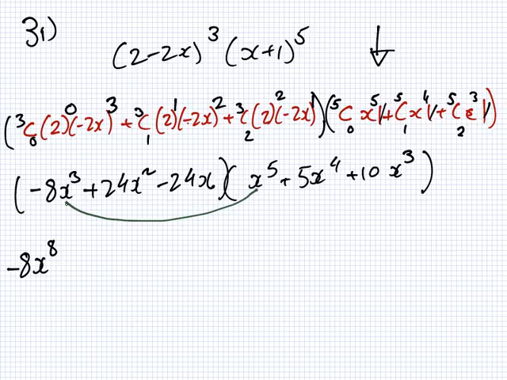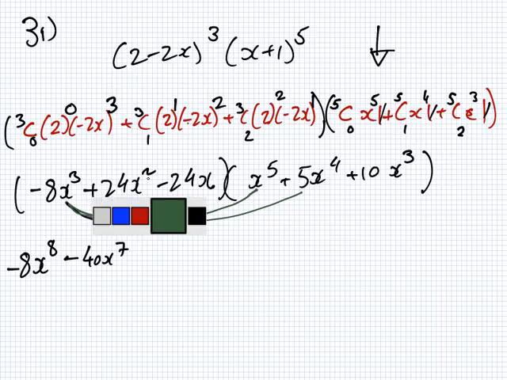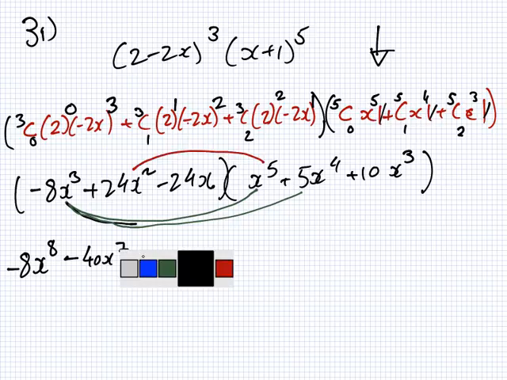Okay. The next one. Should we do this one? Yeah, what does it make? A 7, isn't it? So that would be 40x to the 7. Anything else that can make a 7? The 5 and the 2, isn't it? This one makes a 7. So that's plus 24x to the 7. Anything else that can make a 7? That doesn't make a 7, does it?